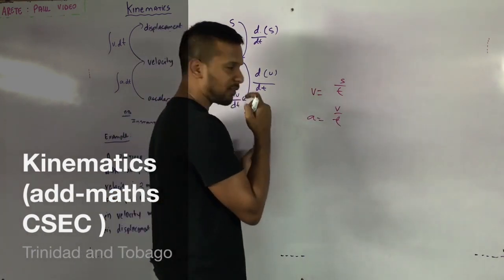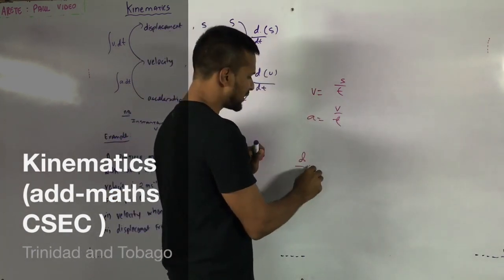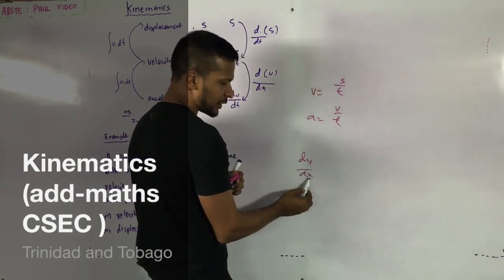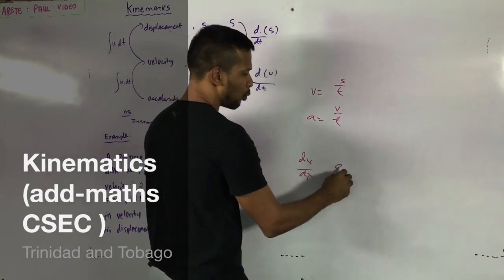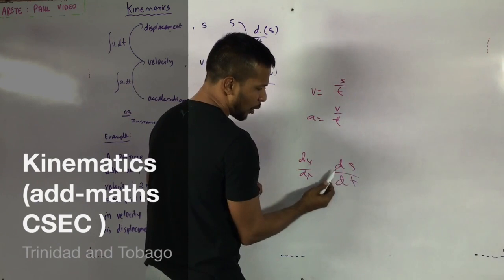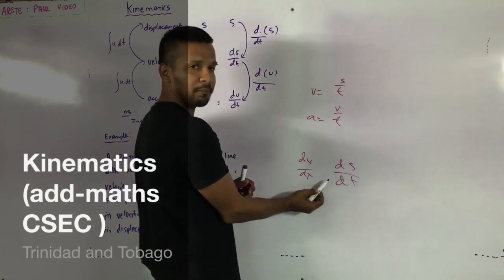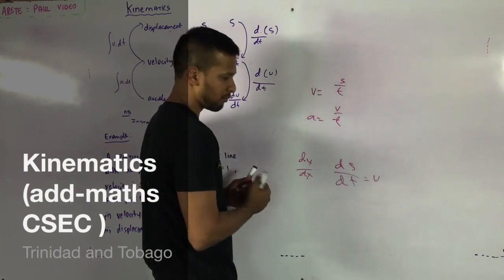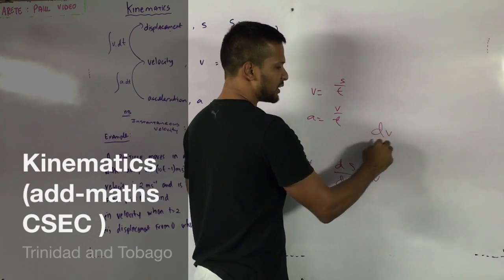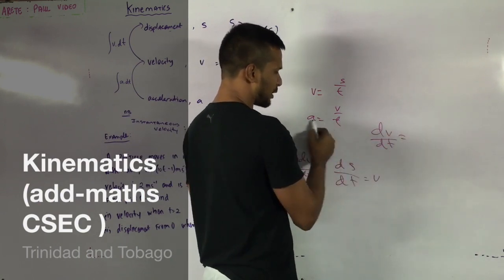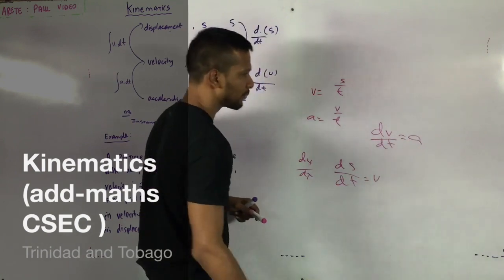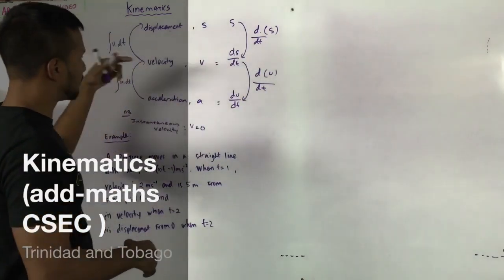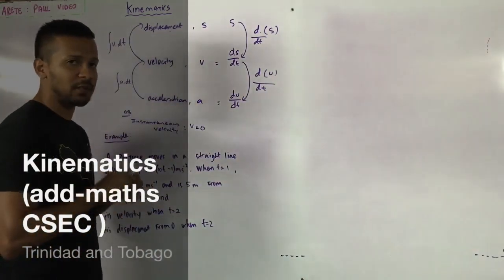If you look at this carefully, we all know what dy/dx means: how y is changing with respect to x. So what will ds/dt mean? How s is changing with respect to t. But we know that as s changes with t, that represents velocity, right? And if v is changing with respect to t, then that must represent acceleration. So we can link displacement, velocity, and acceleration by differentiation.